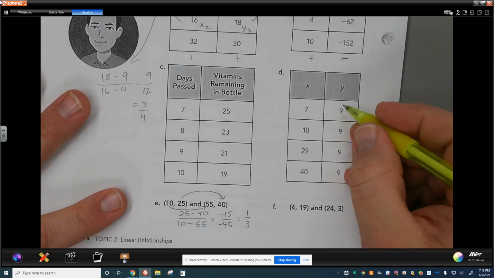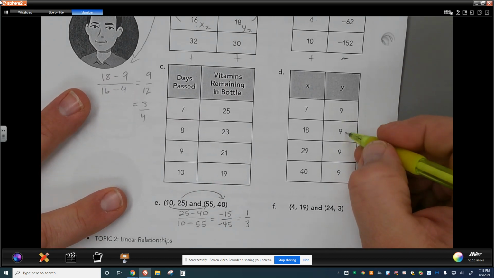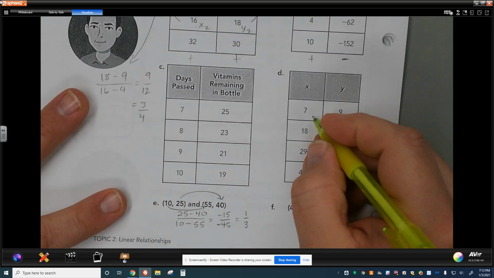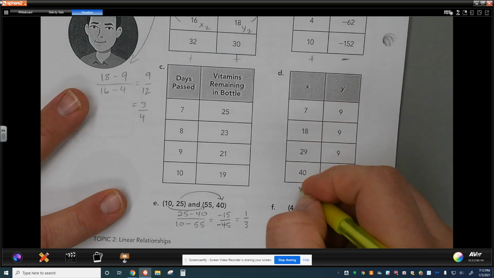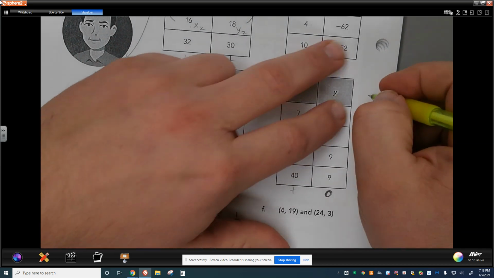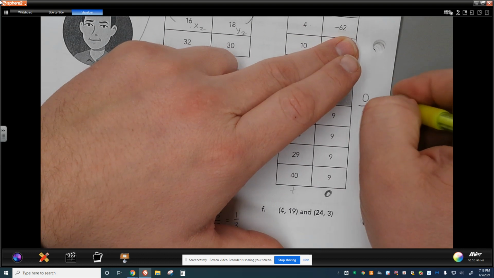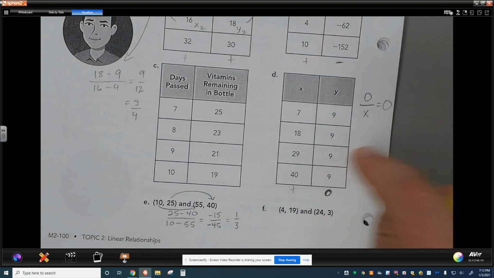D, I see that my y is actually not even changing. There's zero change in y. In my x, I see an increase, but what matters is that 0 divided by any number is equal to 0. So we see this one as a 0 slope.